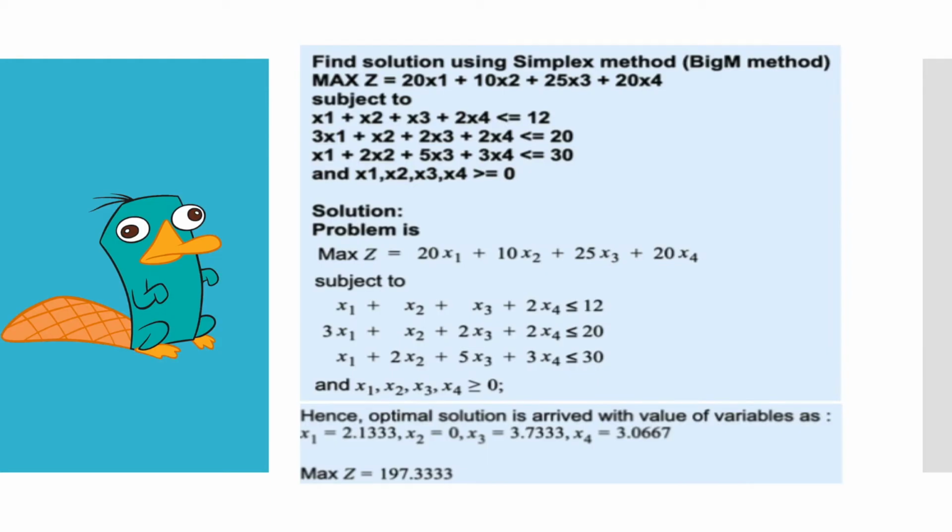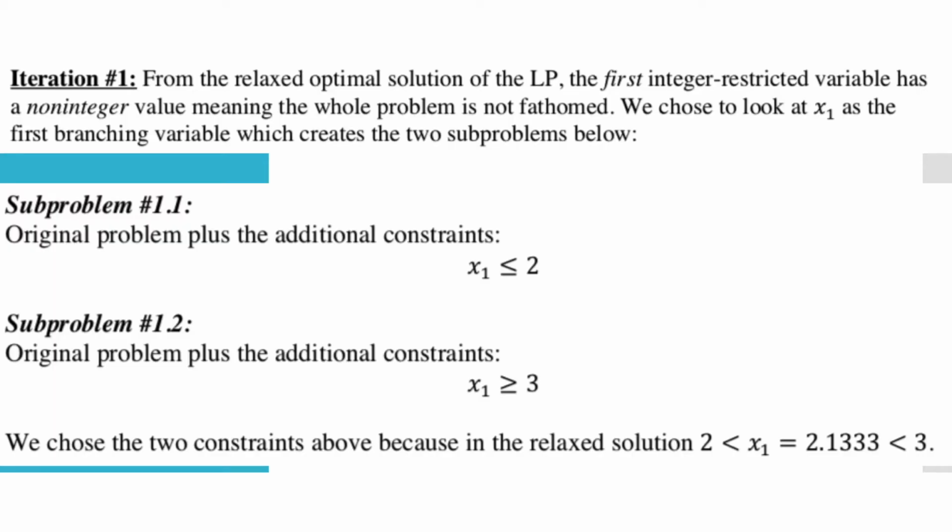When solving the relaxation of the first problem, we ended up getting that x1 is 2.1333, x2 is equal to 0, x3 is equal to 3.733, and x4 is equal to 3.0667, for a max value of z equal to 197.333. Moving on from here, we start our first iteration of branching and bounding.